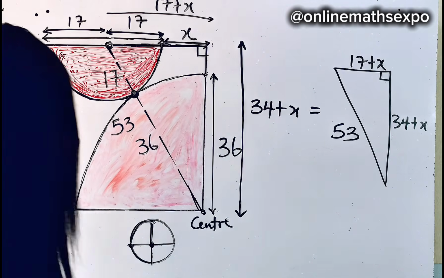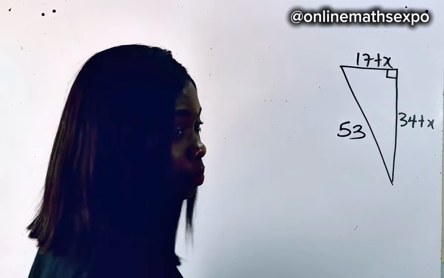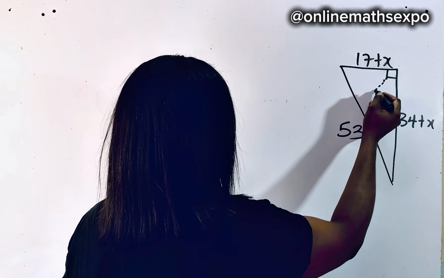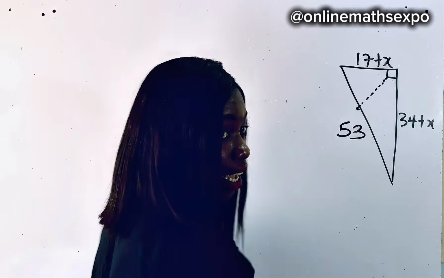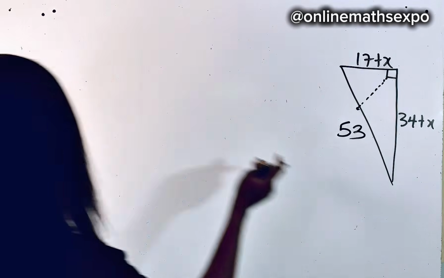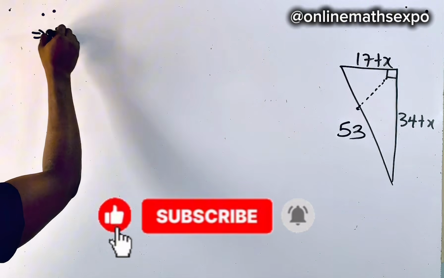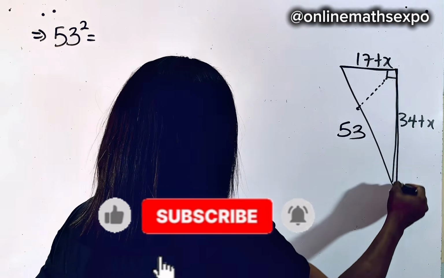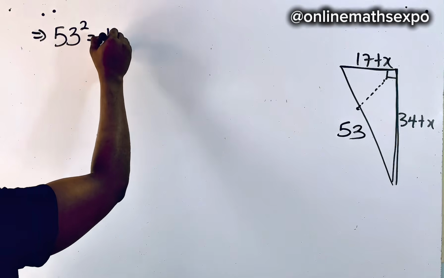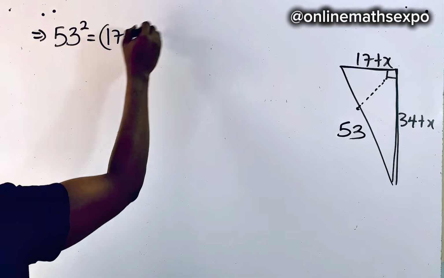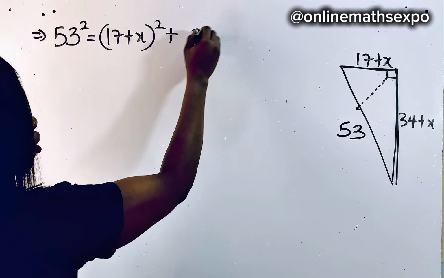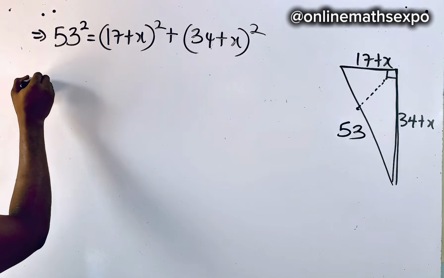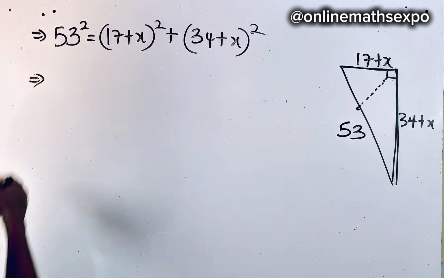Let's do that together. Applying Pythagorean theorem on this, remember that this length that is opposite to this right angle is the longest, the hypotenuse. So we're going to square that, and that gives us 53 squared is equal to square the two legs and then sum. And it gives us (17 plus x) squared plus (34 plus x) squared. Let's simplify this.